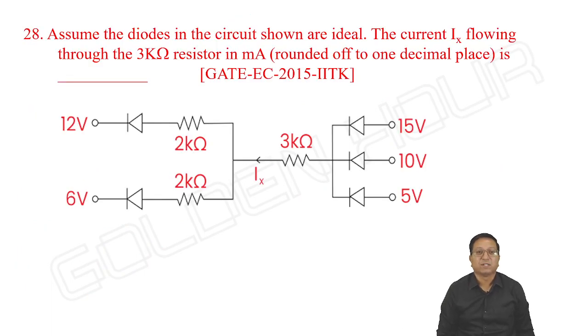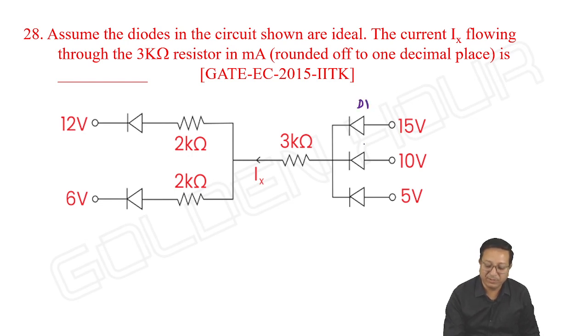Next, see this question. Assume the diodes in the circuit shown are ideal. The current Ix flowing through the 3 kilo ohm resistor in milliamperes, rounded off to 1 decimal place, is? They mentioned ideal diodes. Let me give some naming to the diodes: D1, D2, D3, D4, D5.